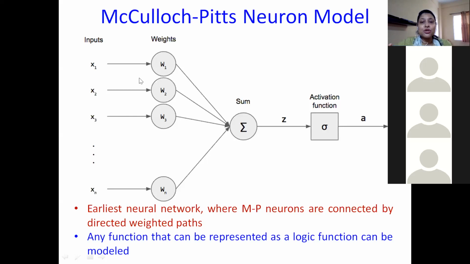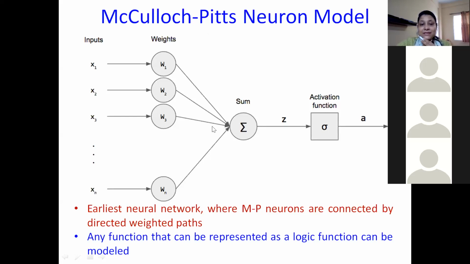Then there is a summation, or the aggregator node, where you can have a particular output. As we have already said, the McCulloch-Pitts neuron model is the earliest neural network. The MP neurons, M stands for McCulloch and P stands for Pitts, are all connected by directed weighted paths. As we know, this is a feed-forward kind of connection.